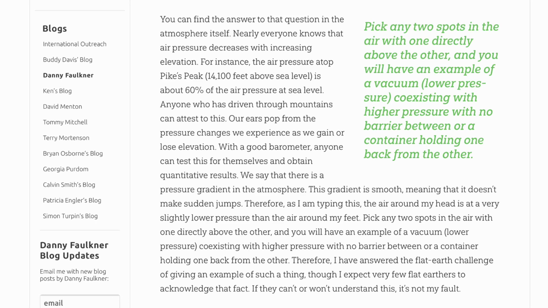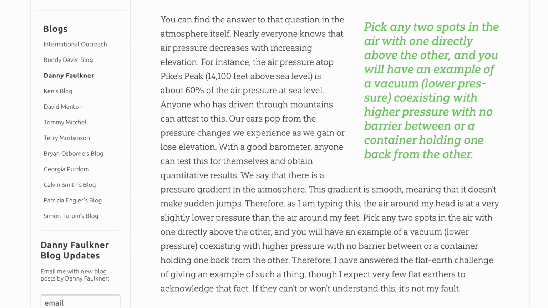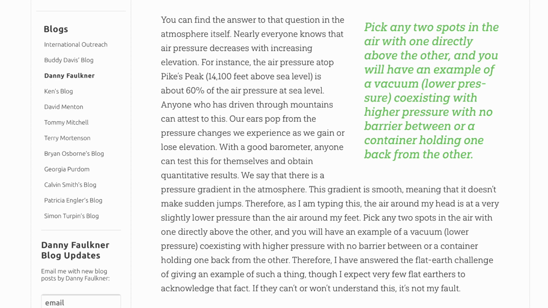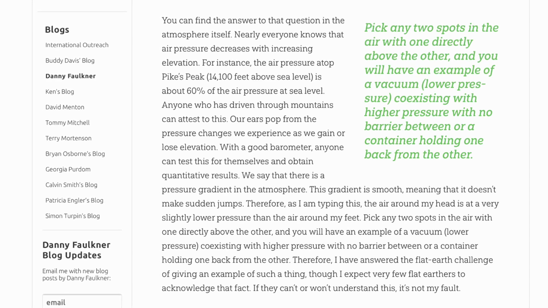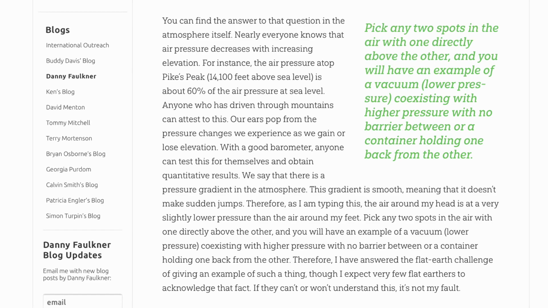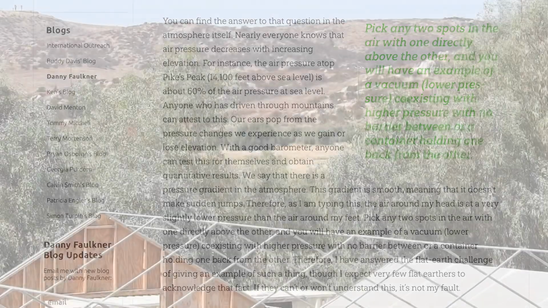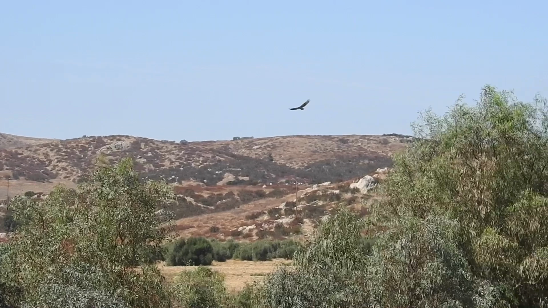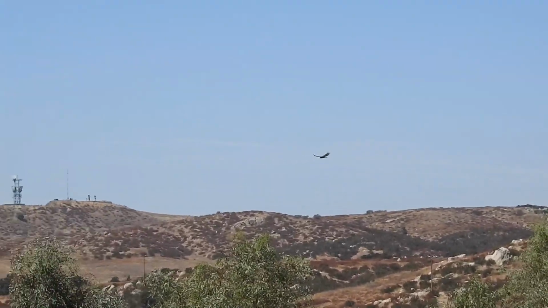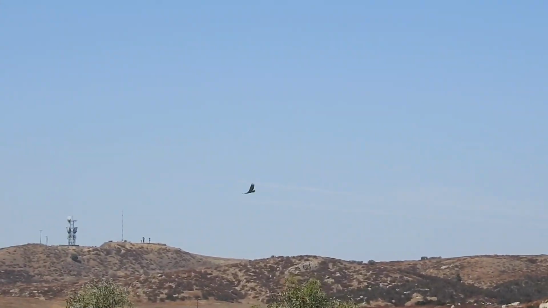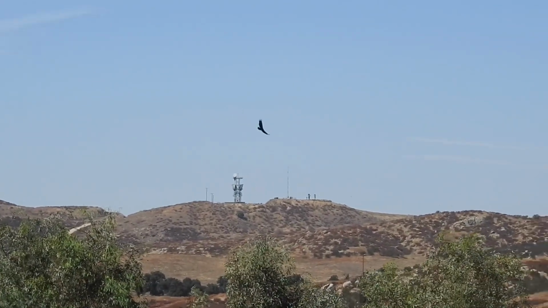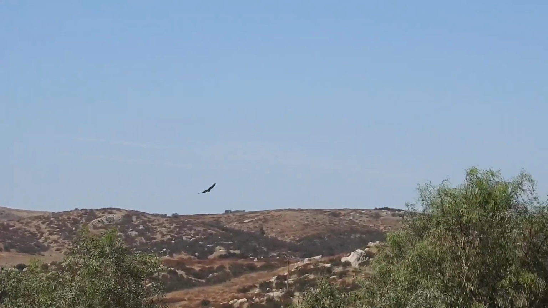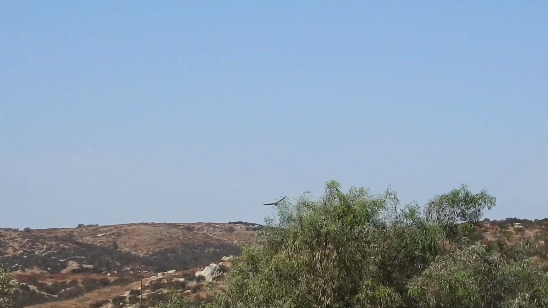Lower pressure. That's double speak, folks. Lower pressure is not a vacuum, and the vacuum is not lower pressure. This is not true whatsoever. I'll demonstrate it. I was out on property. I saw this bird flying, which gave me the idea to film it and show you how beautiful the Bernoulli effect works with this bird's wings.